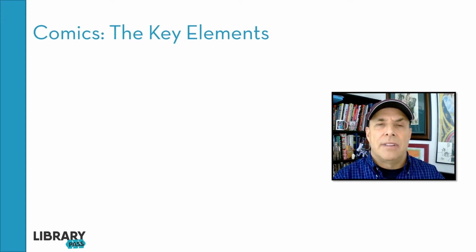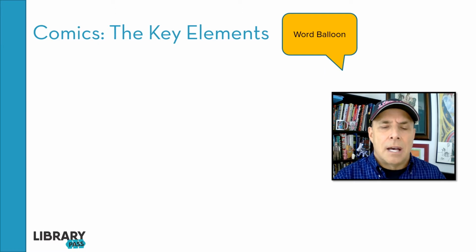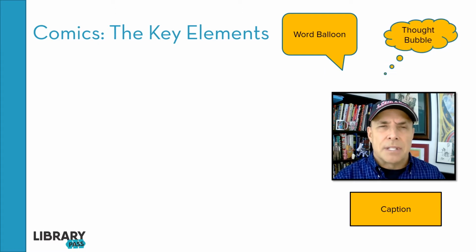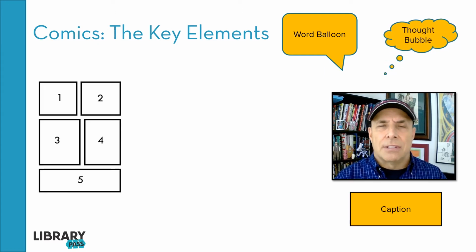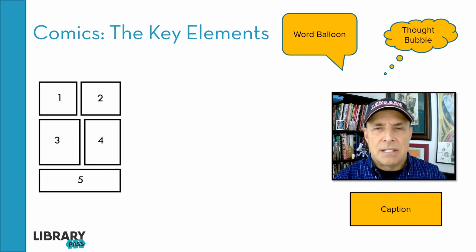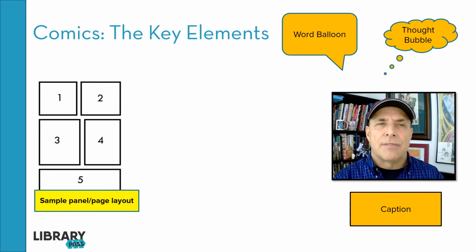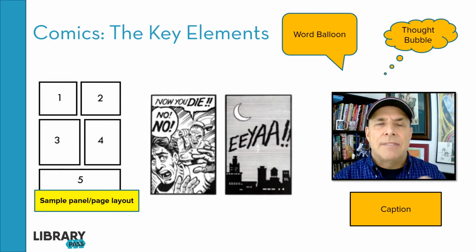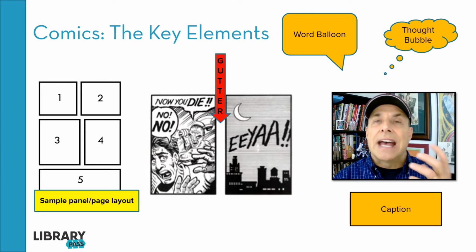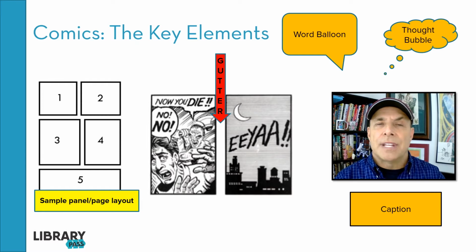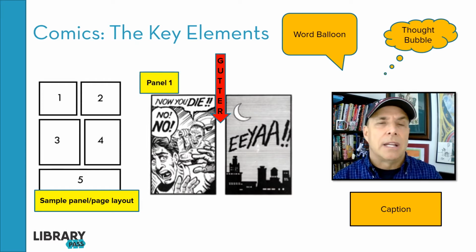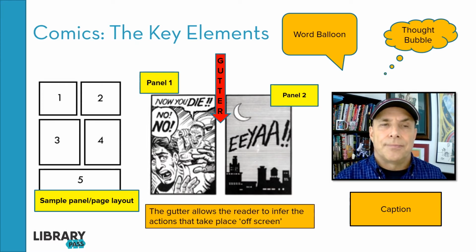The elements that are involved in the creation of a comics page, things like the word balloons or the thought bubbles or captions, even the way the panels are laid out, are designed by the creator to control how you perceive the information or how you receive the information for that story. Even the space between the panels, we call that the gutter. That allows you as the reader to infer the action that takes place between panel number 1 and panel number 2.